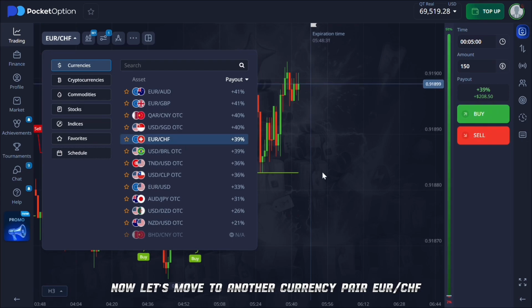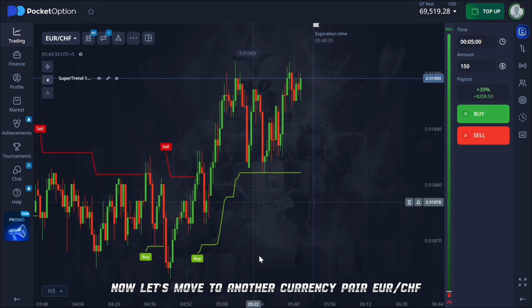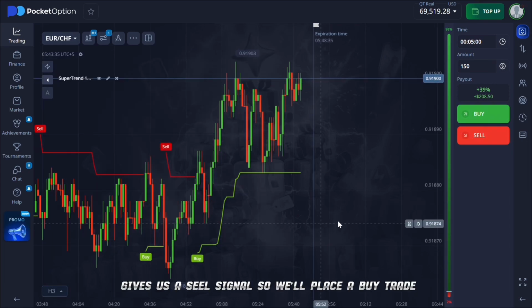Now let's move to another currency pair, EUR-CHF. This time the super trend indicator gives us a sell signal, so we'll place a buy trade.